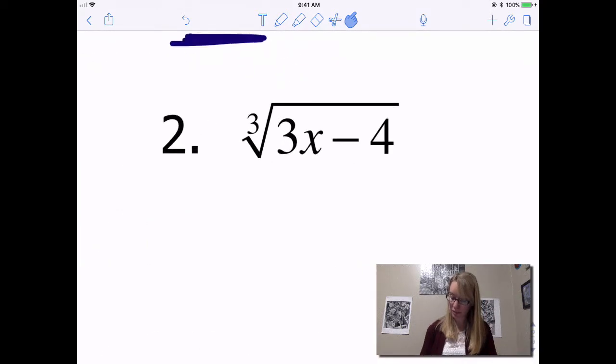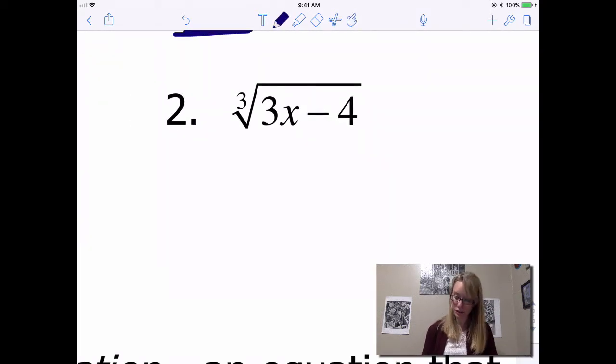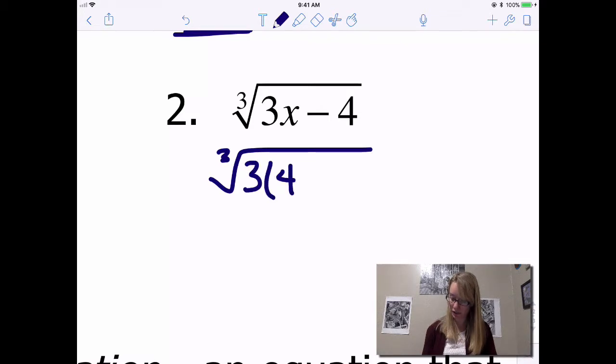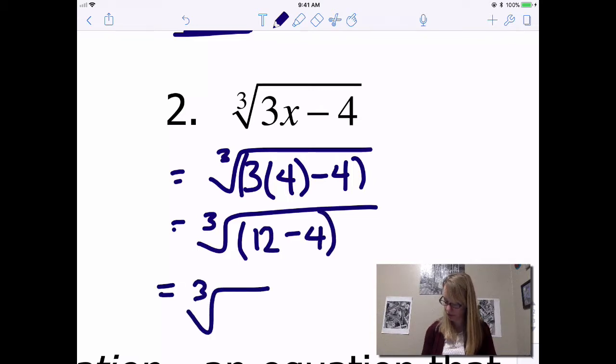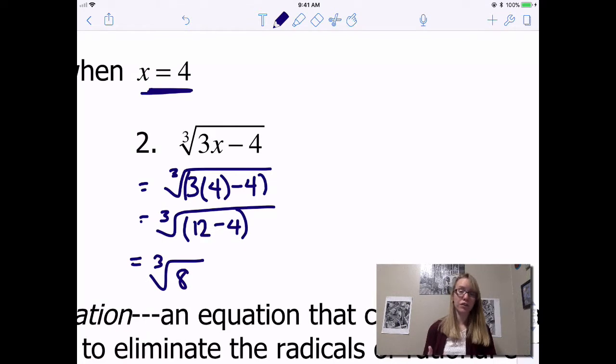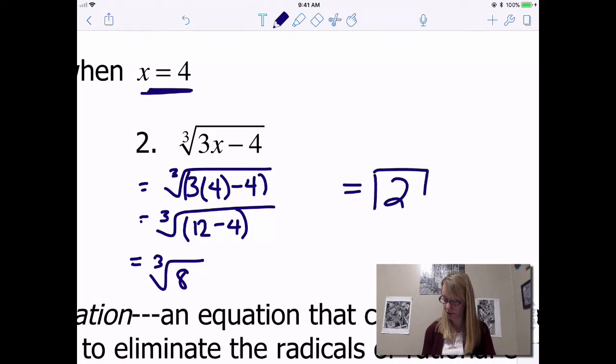Number 2 is going to be super similar, except this time I have a third root. So I copy everything. So the third root of 3, x is still 4, minus 4. There are invisible grouping symbols. So this is equal to the third root of 12 minus 4, or the third root of 8. We know the third root of 8 because 2 times 2 times 2 is 8. So the third root of that expression is just 2.